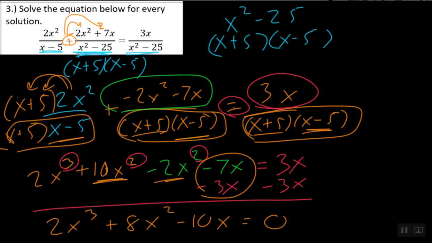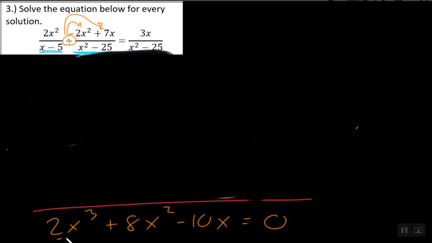Now what I have to do is solve this by factoring it. So I want you to pause the video, finish taking notes as necessary, and then let's go ahead and tackle this together. Okay, so the first thing I notice is I always want to ask myself, can I factor out the greatest common factor? 2, 8, and negative 10 can all be divided by 2, and x cubed, x squared, and x can all be divided by x.